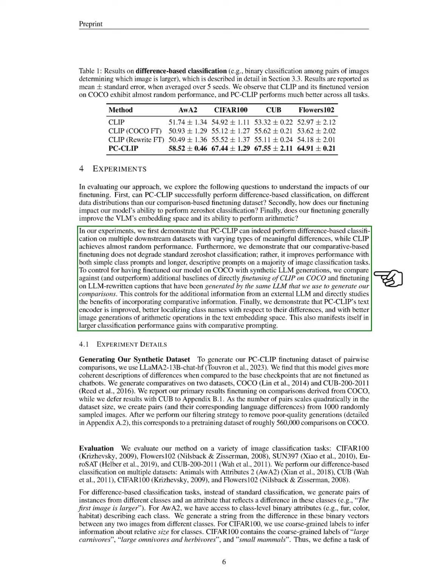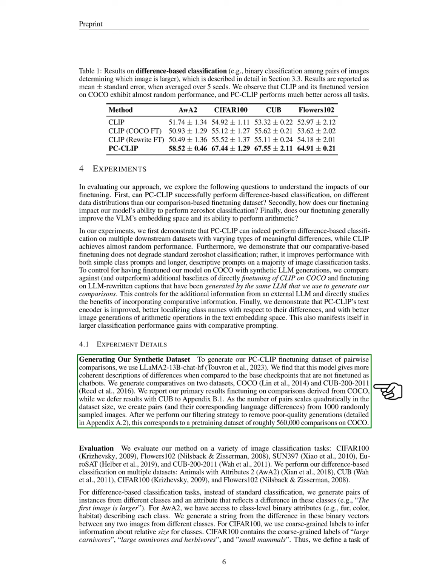Section: Generating our synthetic dataset. In this section, we describe how we generate our synthetic dataset for PC CLIP fine-tuning, using the Llama 2-13B Chat-HF model. We find that this model produces clearer descriptions of differences compared to the base models that aren't fine-tuned as chatbots. We create comparative pairs from two datasets, COCO and CUB-200-2011, focusing our main results on COCO and deferring CUB results to the appendix.